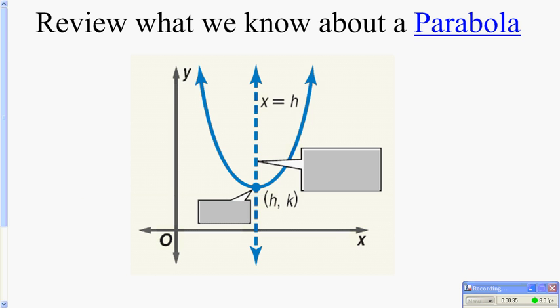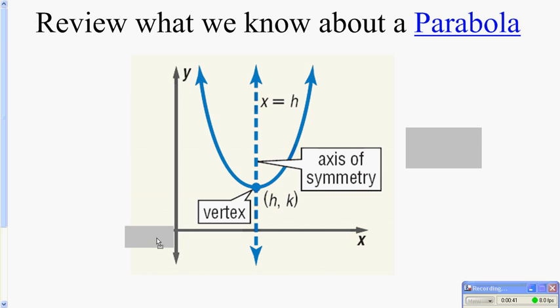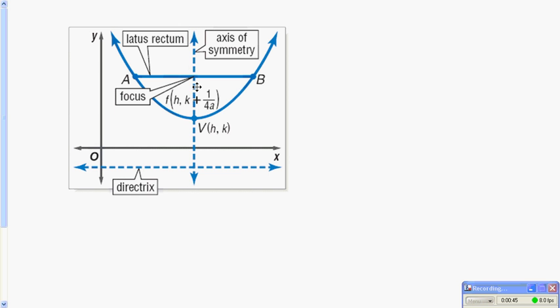Now, if we review briefly here for a moment, the line of symmetry is the dotted line that goes through the vertex. Here's some new pieces that we're going to emphasize in this lesson. We still have the axis of symmetry, but now we also have what's called the directrix, and these two are perpendicular to each other. We have the vertex still, but now we have what's called the focus.